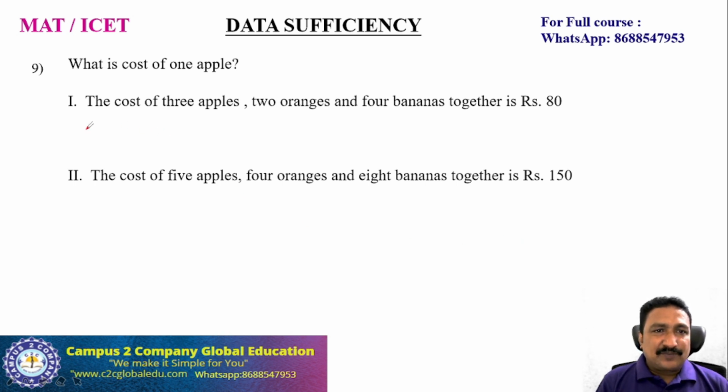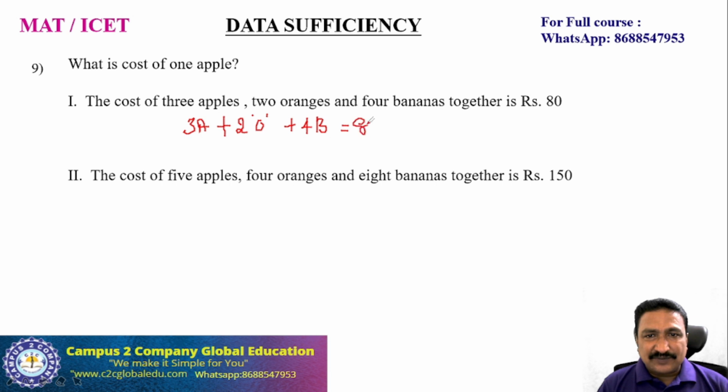Now look at the next question. What is the cost of one apple? First statement, the cost of 3 apples, so 3A plus 2 oranges, 2O, plus 4 bananas, 4B, together 80 rupees. So according to the first statement, we cannot find the cost of apple. Why? Because we don't know the cost of orange and we don't know the cost of banana. So that's why we cannot find the answer from the first statement. So we can eliminate choice A.